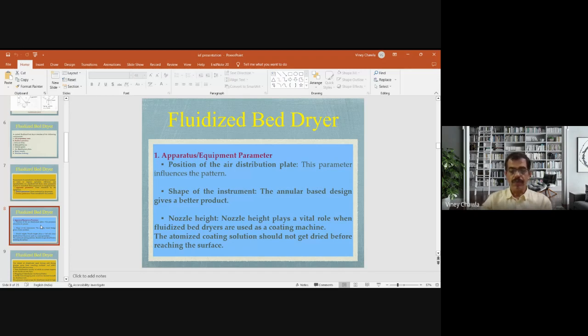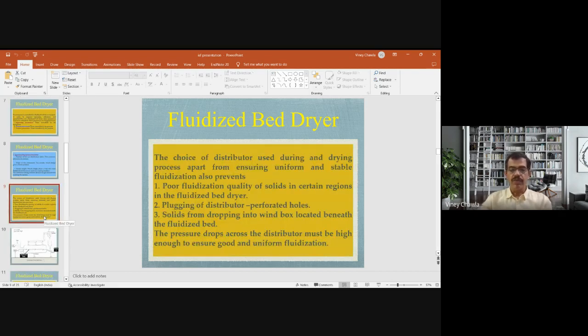So the annular based design always gives a better product. The height of the nozzle plays a very important role when fluidized bed dryers are used as a coating machine. As you will appreciate, fluidized bed dryers can also be used as fluidized bed granulators. So the atomized solution should not get dried before it reaches the surface, that is, before it gets coated.